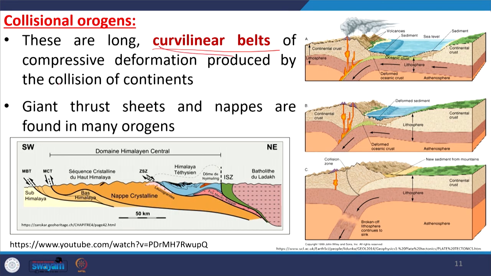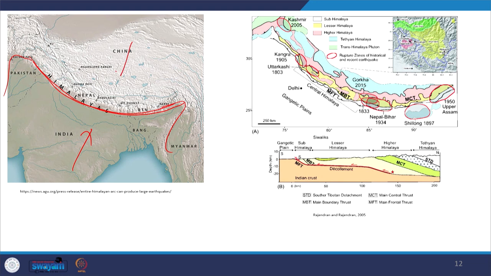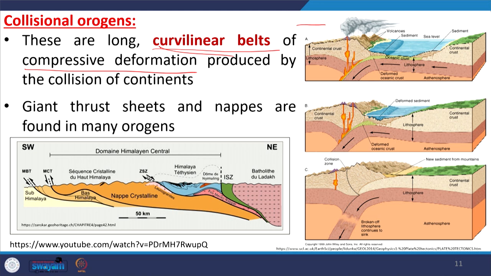And it is a curvilinear belt of compressive deformation, that is also very important. It is compressive deformation because we have the Indian plate moving from this side and the Eurasian plate moving from this side. So, this zone represents the compressional deformation. There are geological evidences of it: there are folds, there are thrusts, there are nappes. Most of this Himalayan system is deformed by folding and thrusting. Most of the thrusts like the MBT, MFT, MCT represent the compressional deformation going on in the Himalayan system. Giant thrust sheets and nappes are found in many orogens.